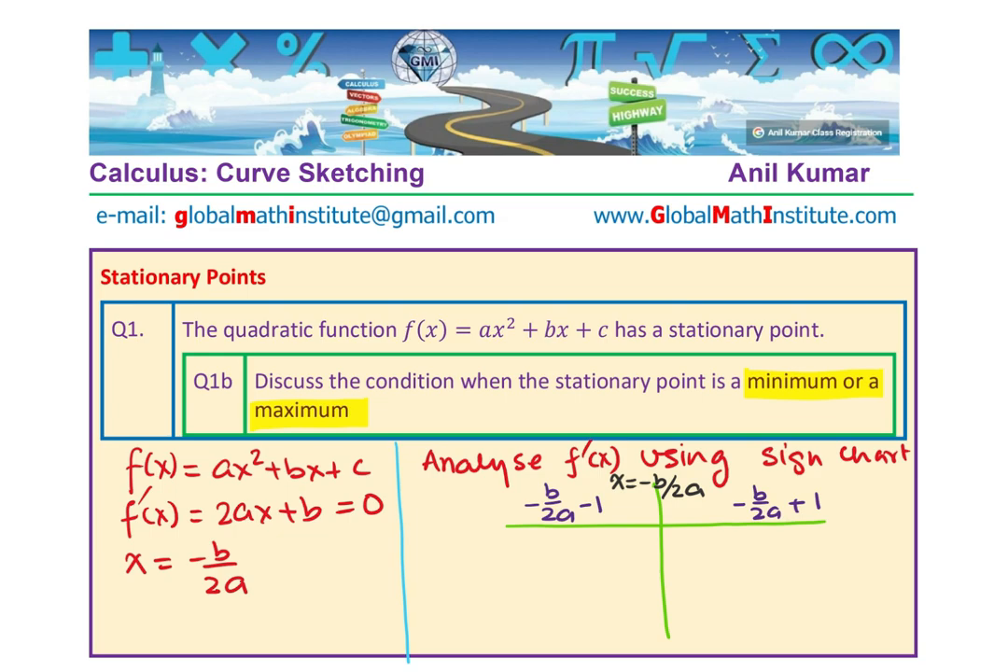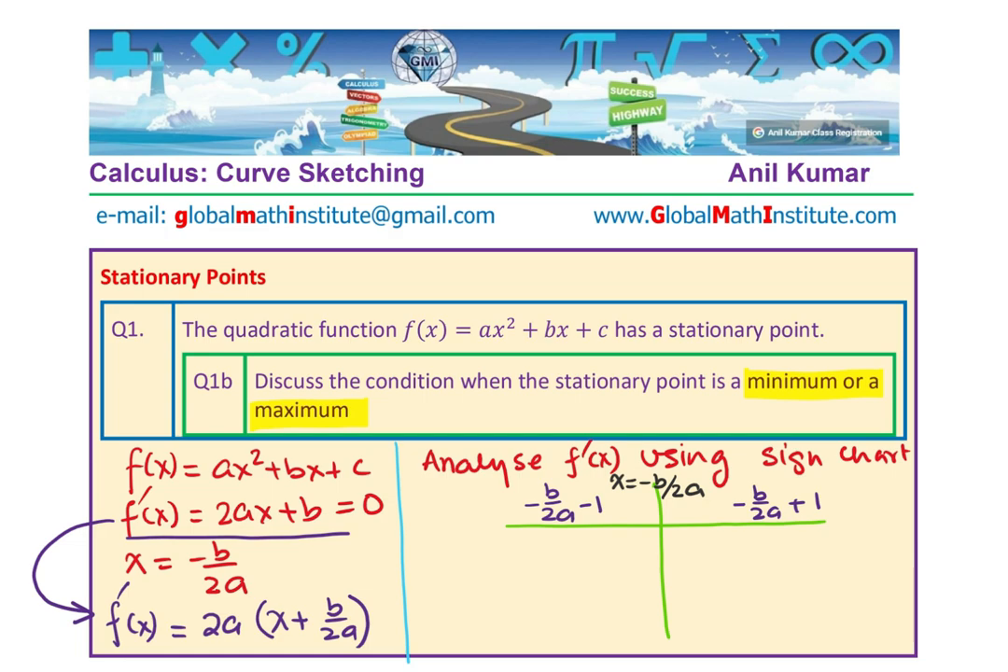Now, what is our function? Our function is 2ax plus b. Whenever you do the testing using the sign chart, it's a good idea to factor and then write. So let me rewrite the function in the factored form. That is the key for you to understand how we analyze it. So I could take 2a common, and when I take 2a common, I get x plus b by 2a. You get the idea? See how I have rewritten this equation.